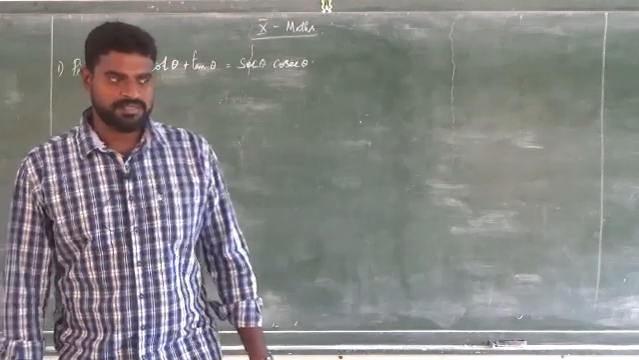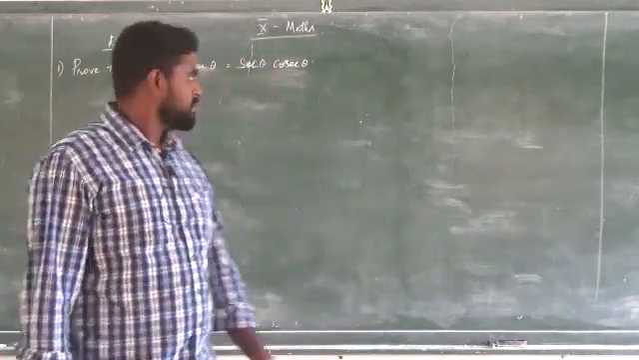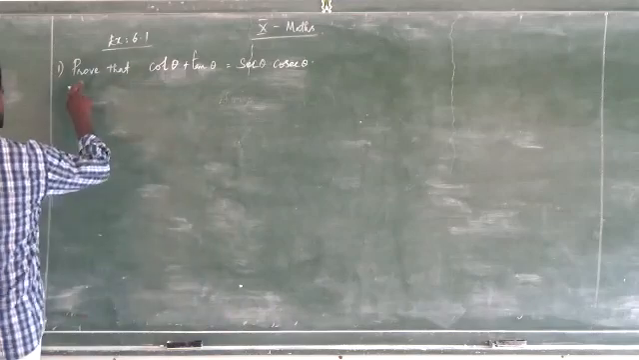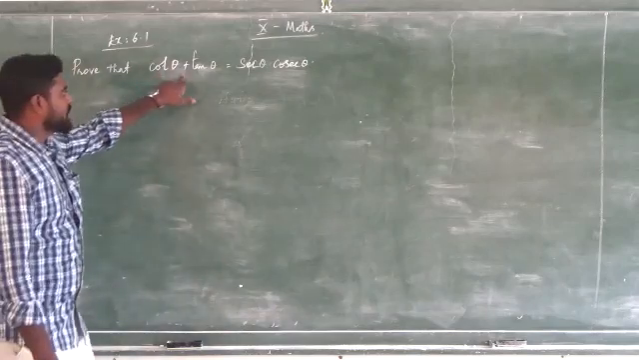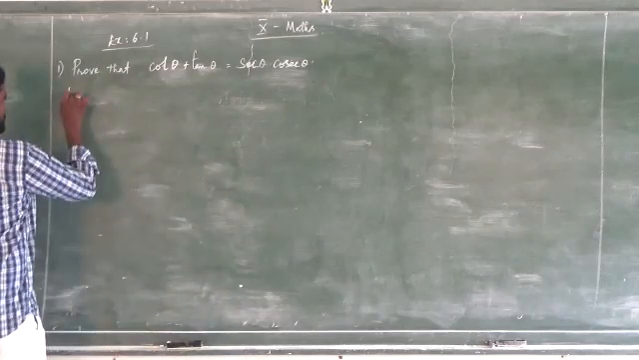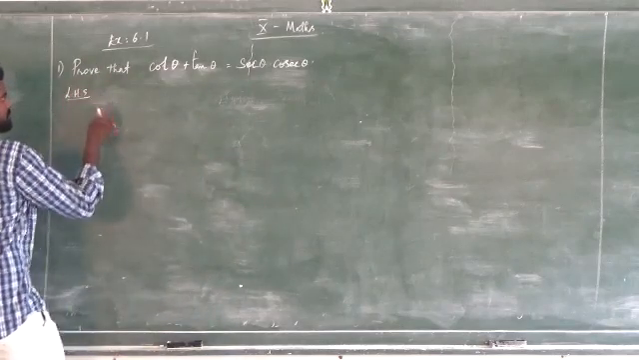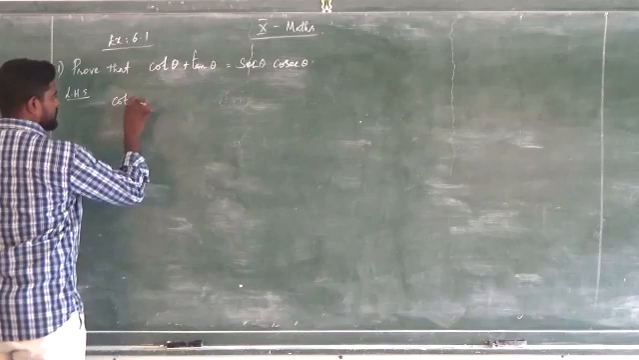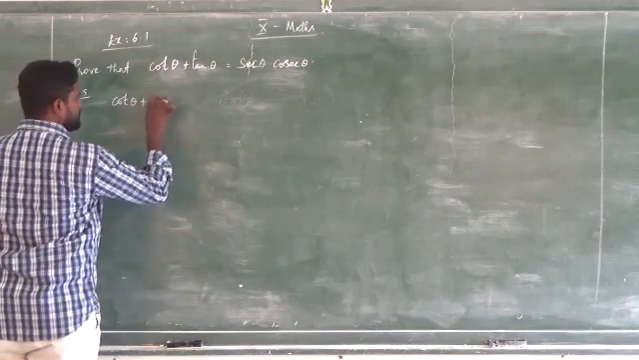Good morning, dear students. We'll continue with exercise 6.1. First problem: prove that cot theta plus tan theta is equal to secant theta into cosecant theta. So take LHS. LHS is cot theta plus tan theta.